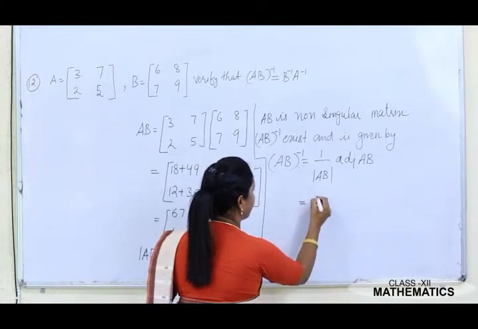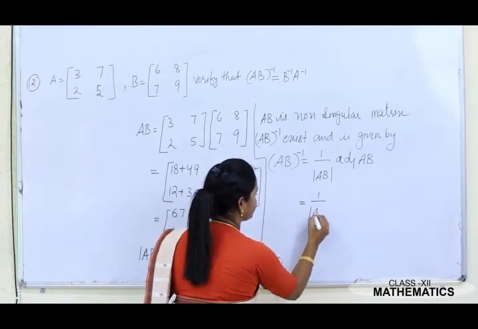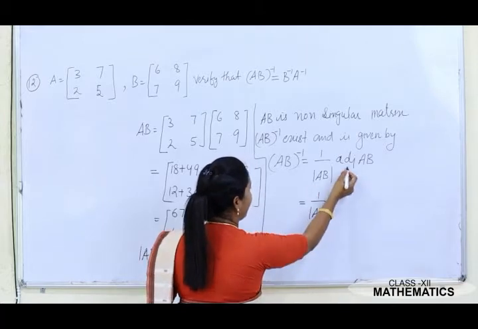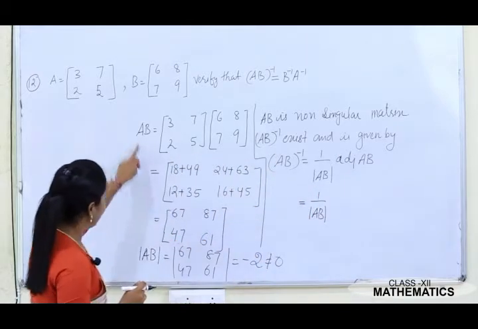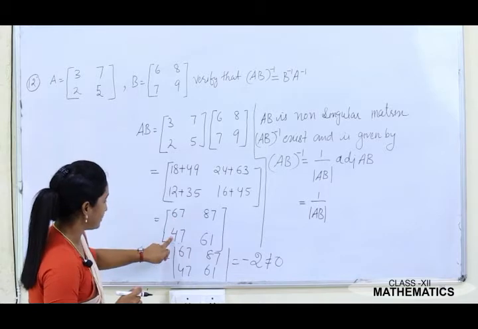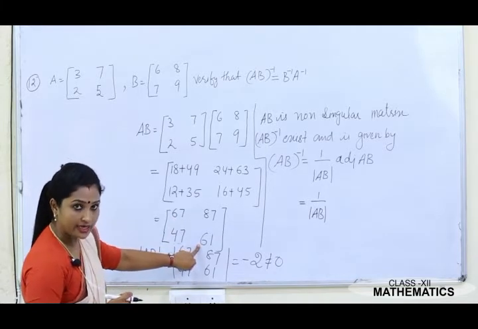आपको यहाँ कोफैक्टर निकालने की ही जरूरत नहीं है. देखिए यहाँ पे AB ये मैंने ऐसे लिख दिया. Adjoint of AB, आपको AB क्या मिला? 67, 87, 47, 61. Adjoint निकालने के लिए क्या करेंगे आप?